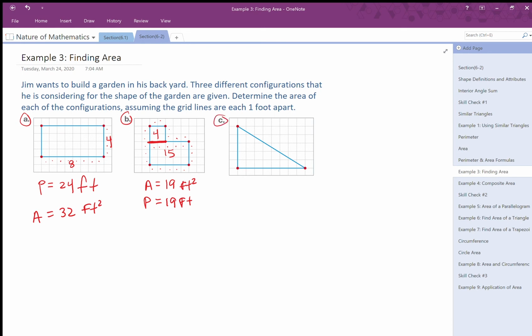And for case C, if we were looking at perimeter, 1, 2, 3, 4, 5 high, 1, 2, 3, 4, 5, 6, 7, 8 along the base, we would use the Pythagorean theorem to find the hypotenuse. So c squared is equal to 5 squared plus 8 squared. C squared is 25 plus 64. C squared is 89. Square root of 89 is 9.43.